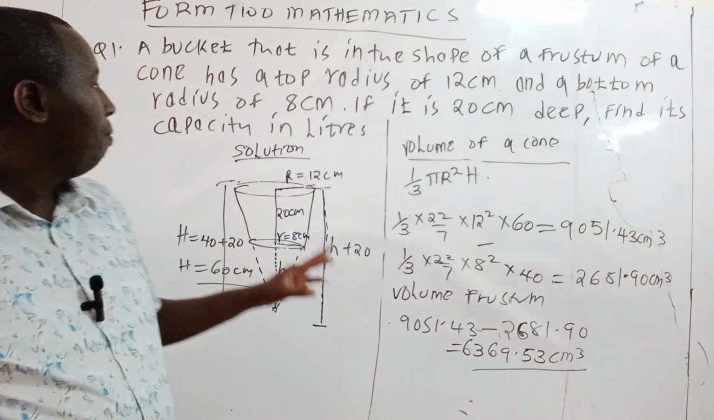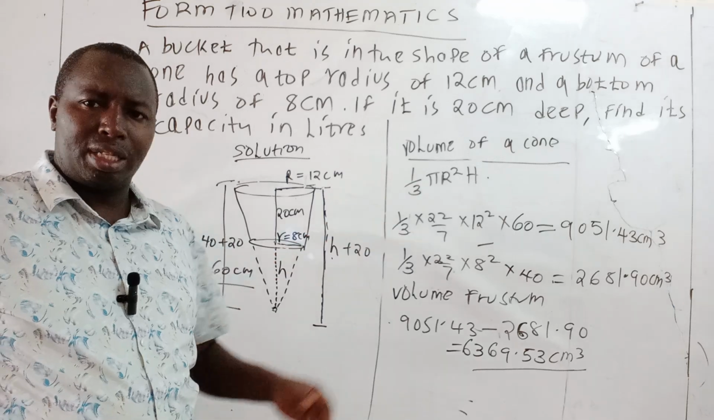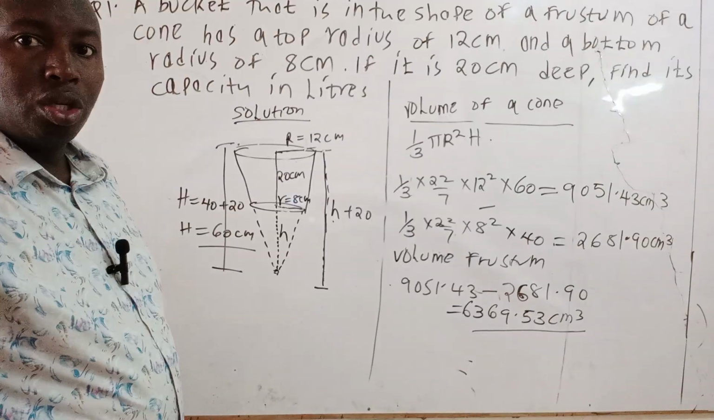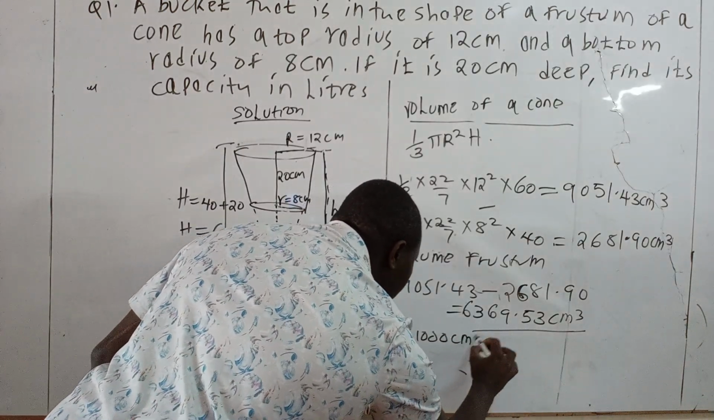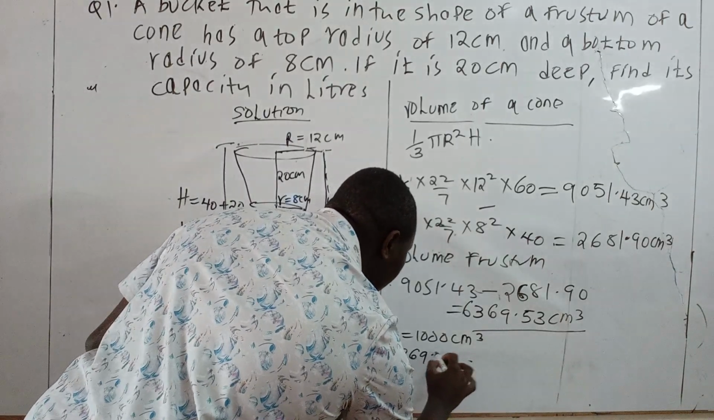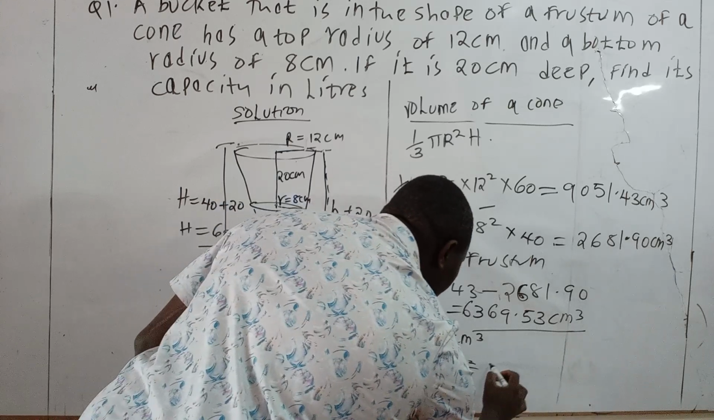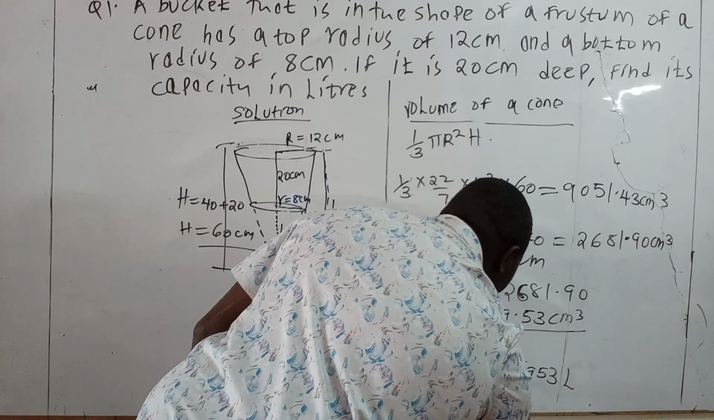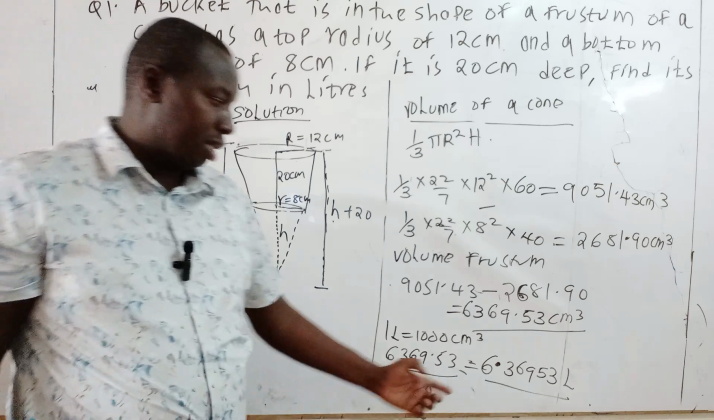But remember, you are told to find its capacity in liters. Capacity is volume in liters. So therefore, you're supposed to convert this one to liters. So what do you do? You say 1 liter is equal to 1,000 centimeters cubed. So this answer that you have got here, 6369.53, divided by 1,000, you get 6.36953 liters.